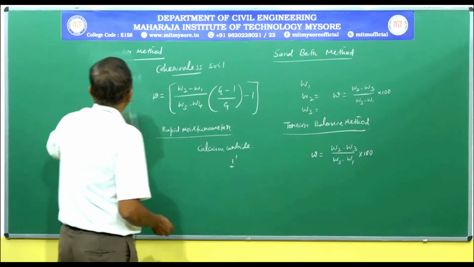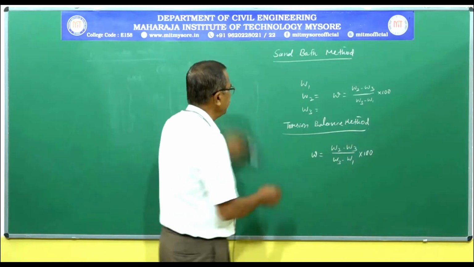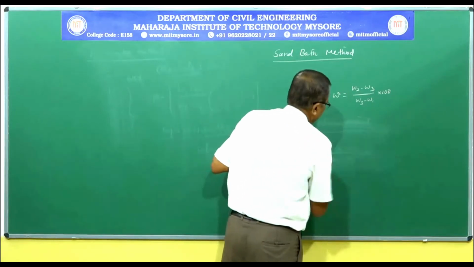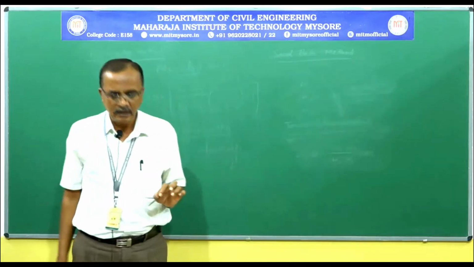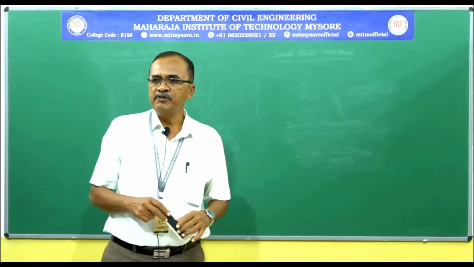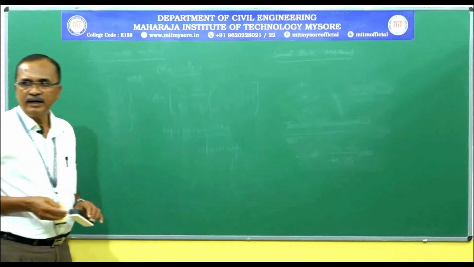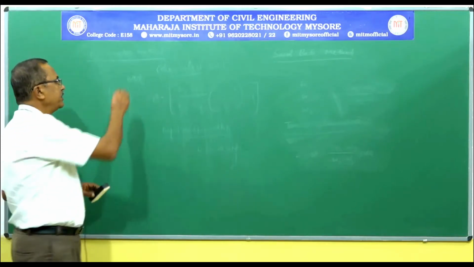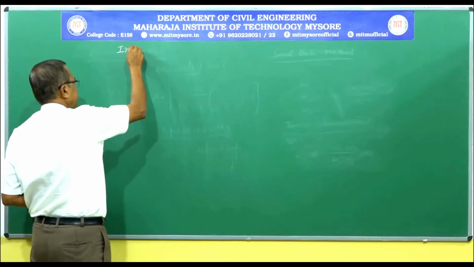Next, let us learn about the next index property. The first index property is color, the second index property is shape of the particles, the third index property is grain specific gravity, the fourth index property is the water content or moisture content, then the fifth index property is in situ density.